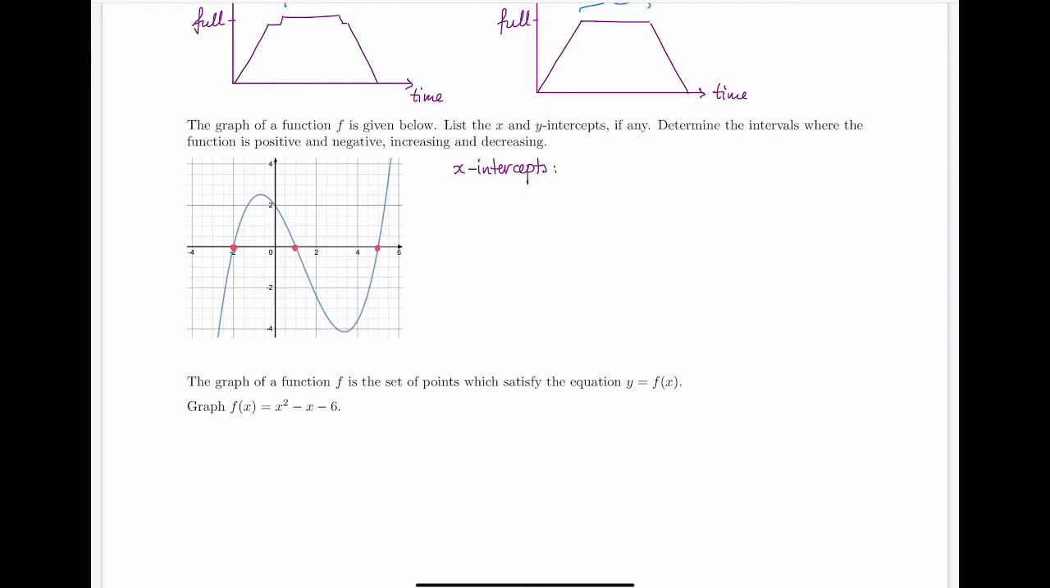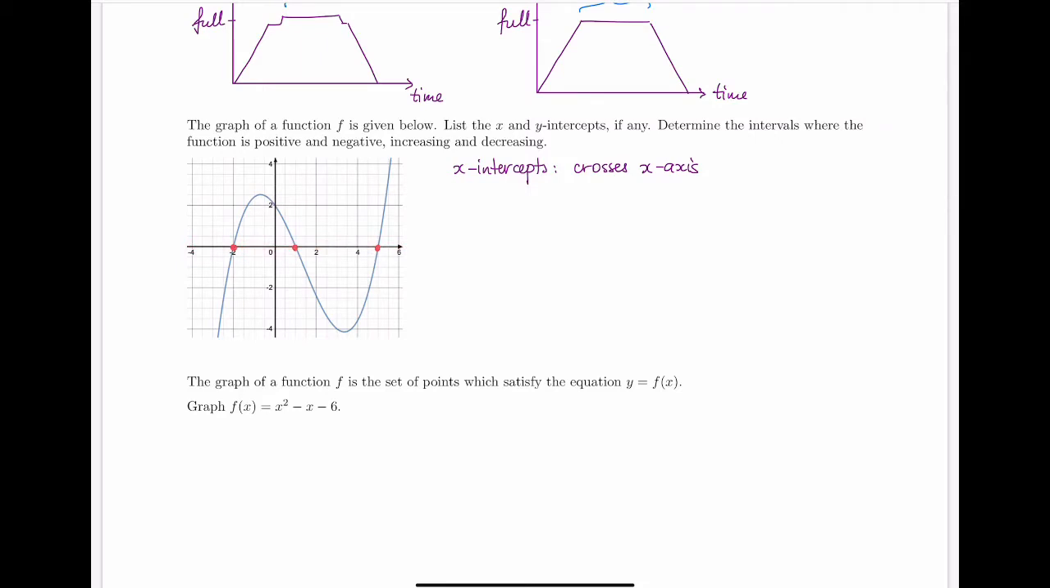So first of all, let's write a description. X-intercept is where the graph crosses the x-axis. And in this case, it will cross it in 3 different spots. Looking at these 3 points, what do they have in common? Their x-coordinates are different, but they all have a y-coordinate of 0.